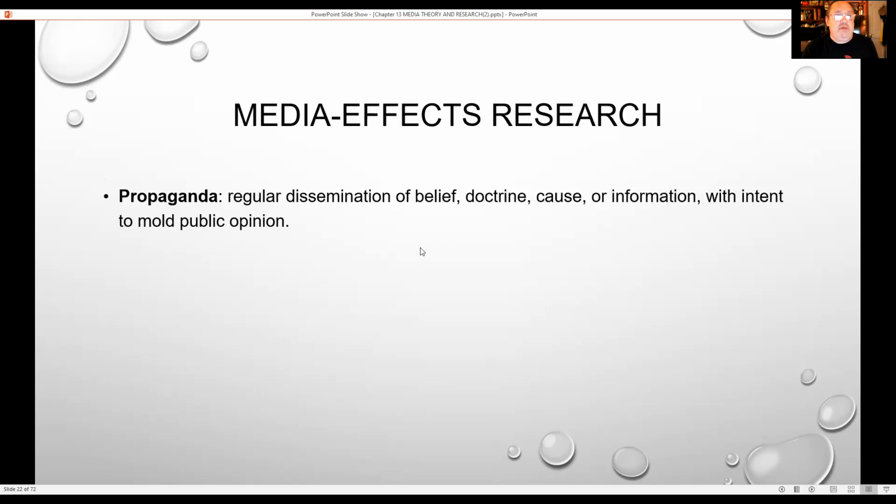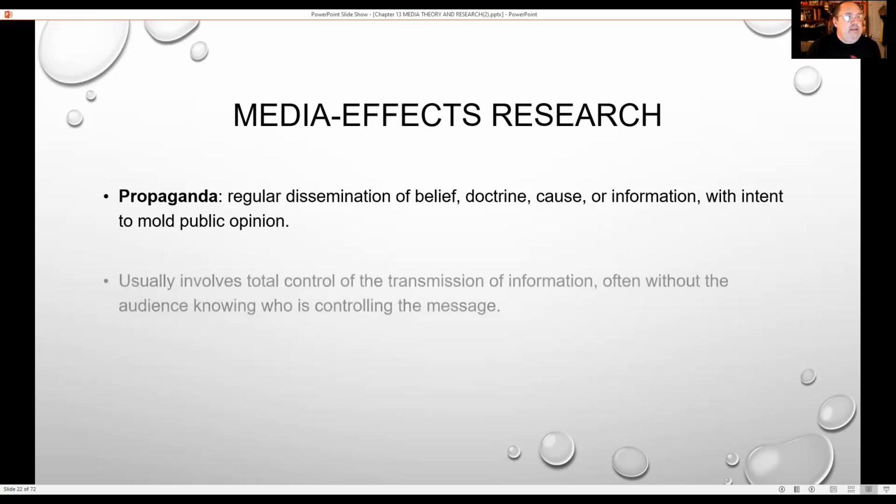Propaganda is the regular dissemination of belief, doctrine, cause, and information with the intent to mold public opinion. And it's usually not done with good intentions. It's usually based on an ideology when we use the term propaganda, because you could also say that the no smoking ads are propaganda, but they are meant to save lives. Stop smoking, don't die as quickly as you would.